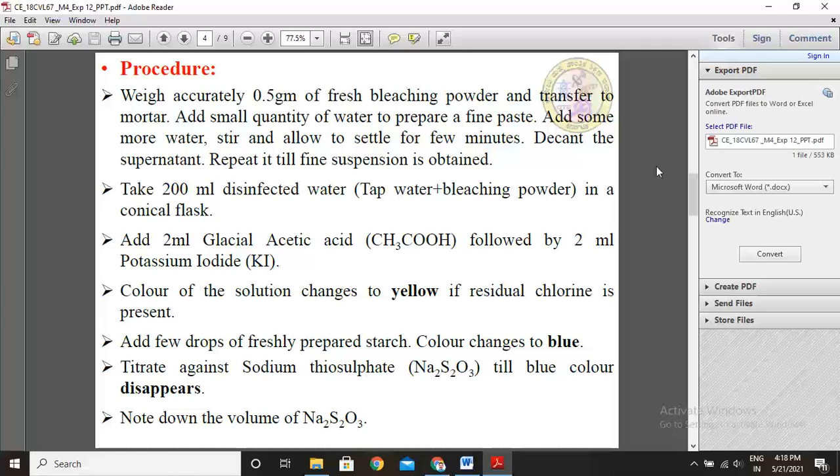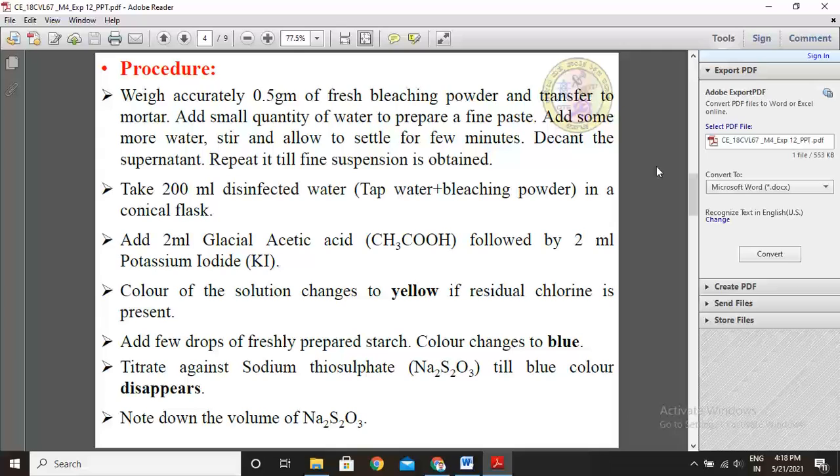First step, weigh accurately 0.5 gram of fresh bleaching powder and transfer to a mortar. Add a small quantity of water to prepare a fine paste. Add some more water, stir and allow to settle for a few minutes. Decant the supernatant. Repeat it till a fine suspension is obtained. So this is the first step of how to prepare the samples.